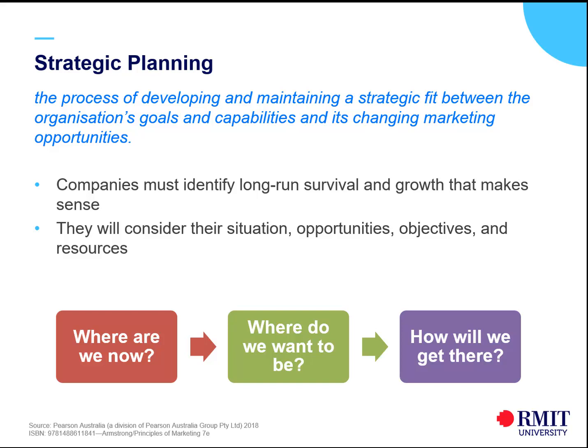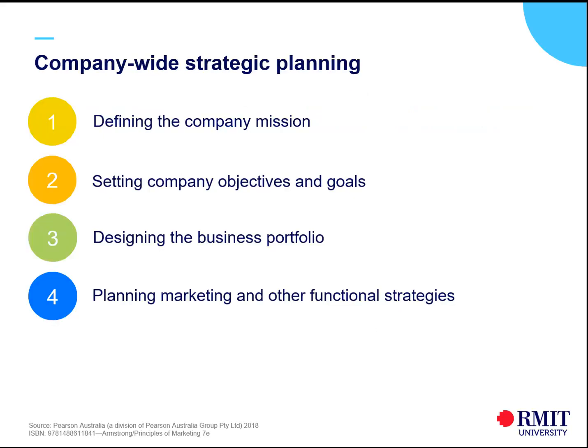So companies have to identify all the long-run survival and growth strategies that will make sense for them. They also need to consider the situation the organization is in, what opportunities are out there, what the main objectives of the organization are, and of course the resourcing that is available to them. Essentially, senior executives are identifying where are we now, where do we want to be, and how are we going to get there.